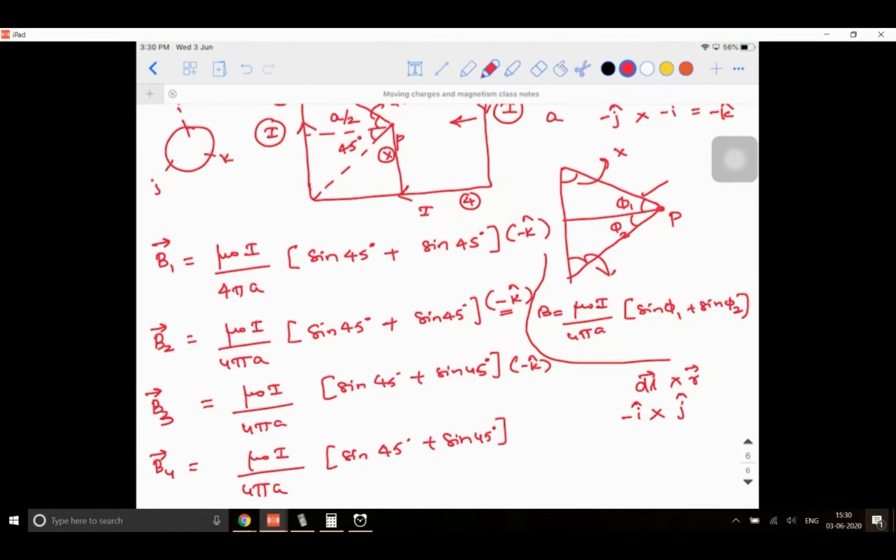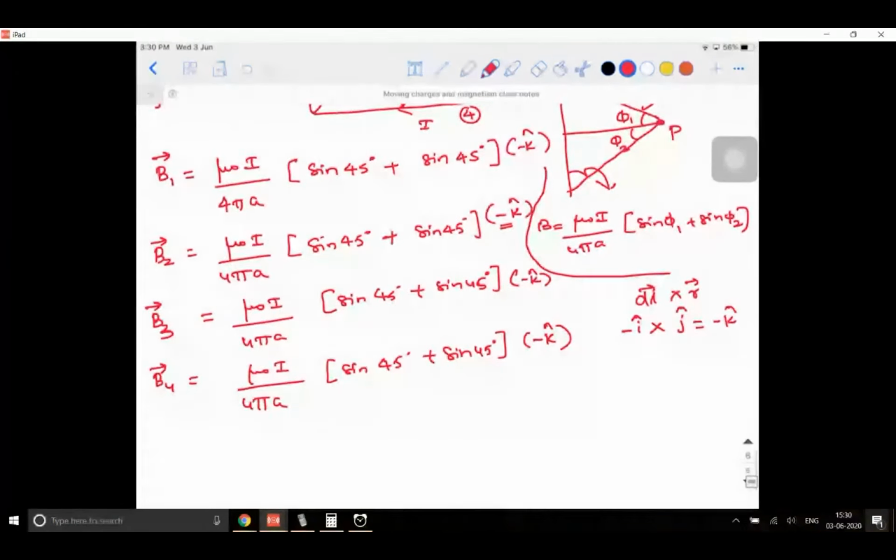So i cross j is k. So with a minus sign, it is going to be minus k cap. So if you observe, all the magnetic fields are in the same direction. So what will happen to the summation?